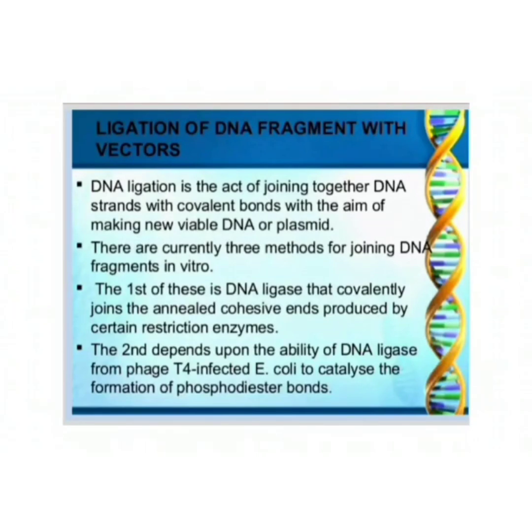Ligation is the act of joining together DNA strands with covalent bonds with the aim of making new viable DNA or plasmid. There are currently three methods for joining DNA fragments. The first of these is DNA ligase that covalently joins the annealed cohesive ends produced by certain restriction enzymes. And the second depends upon the ability of DNA ligase from phage T4 infected E. coli to catalyze the formation of phosphodiester bond.